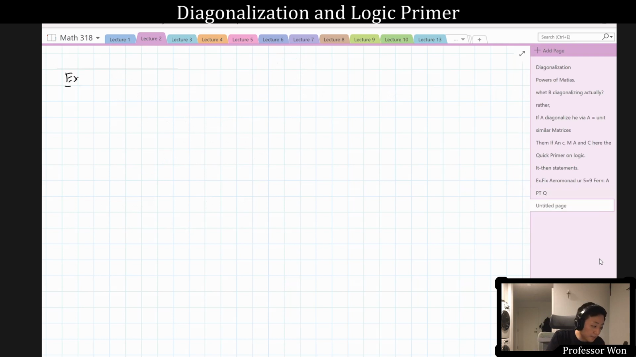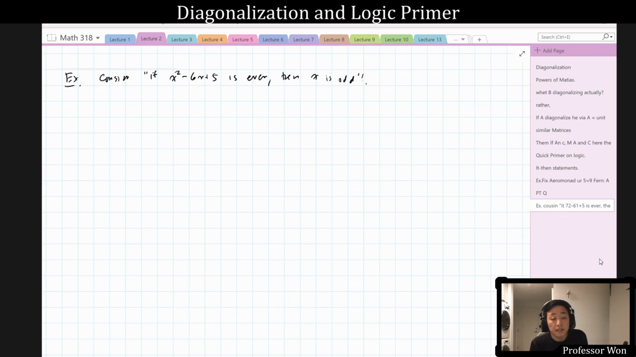So here's the example. Consider the statement, if x squared minus 6x plus 5 is even, then x is odd. Okay, this statement looks kind of complicated because if you were trying to do this by direct proof, you would suppose that x squared minus 6x plus 5 is even. But then what do you do with that? That's like a complicated thing that's not so easy to work with. But if I ask you to show this statement, then you could instead show the contrapositive.